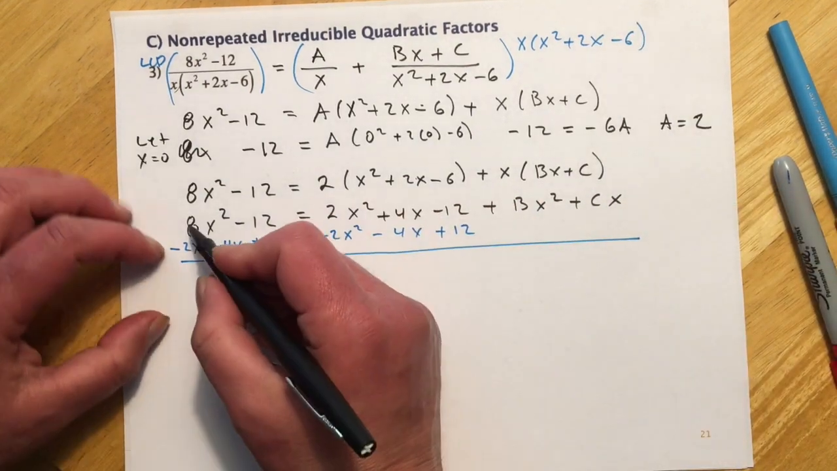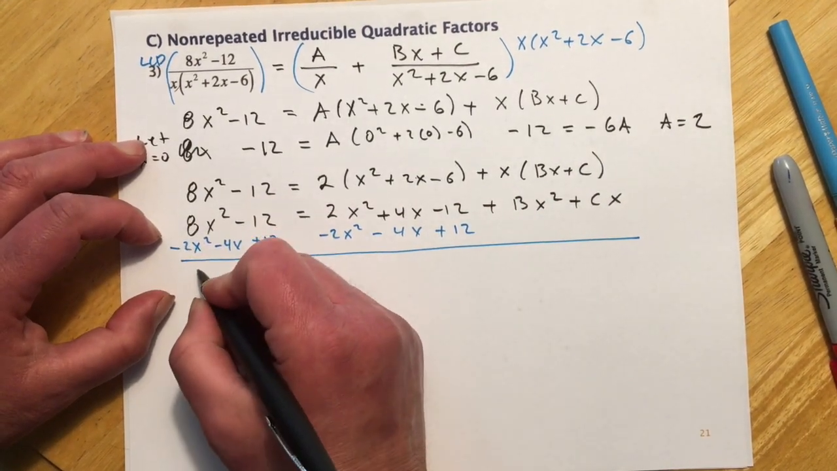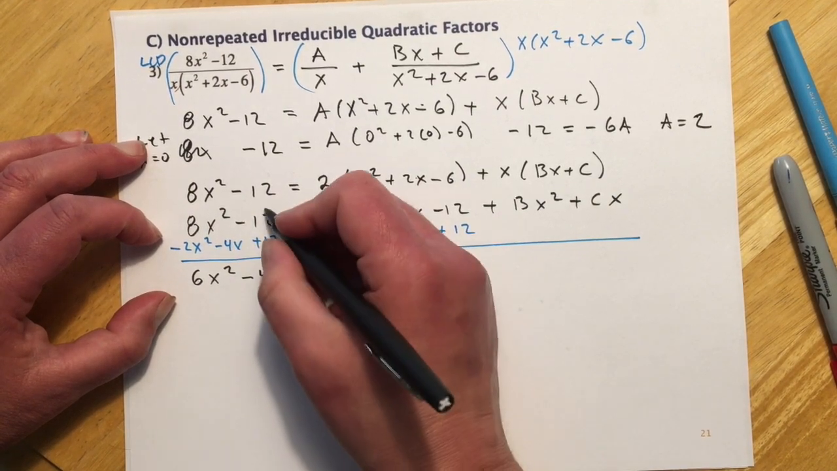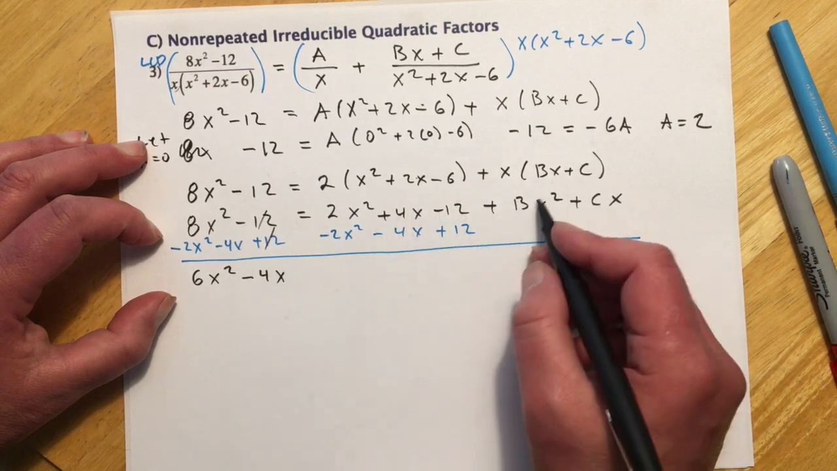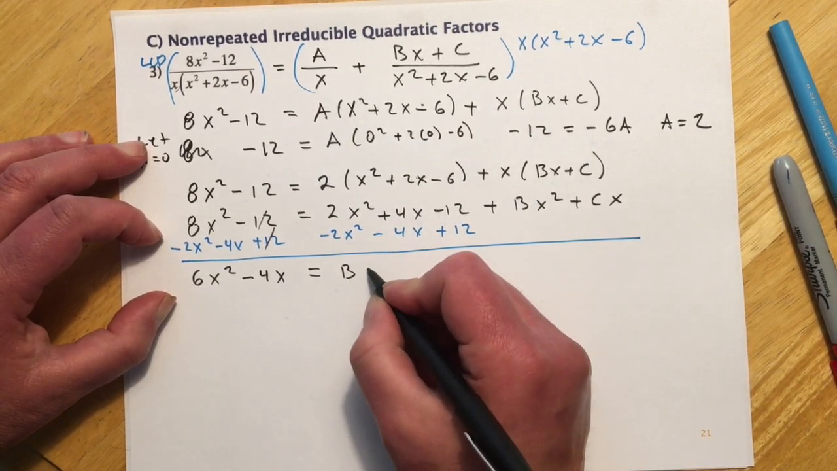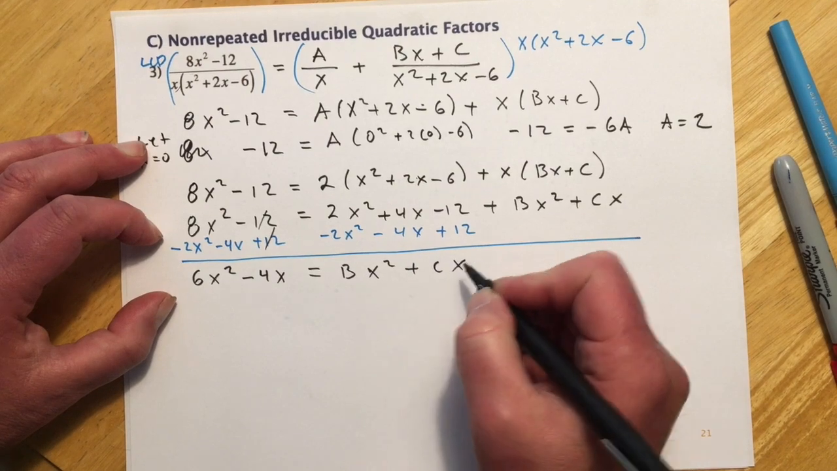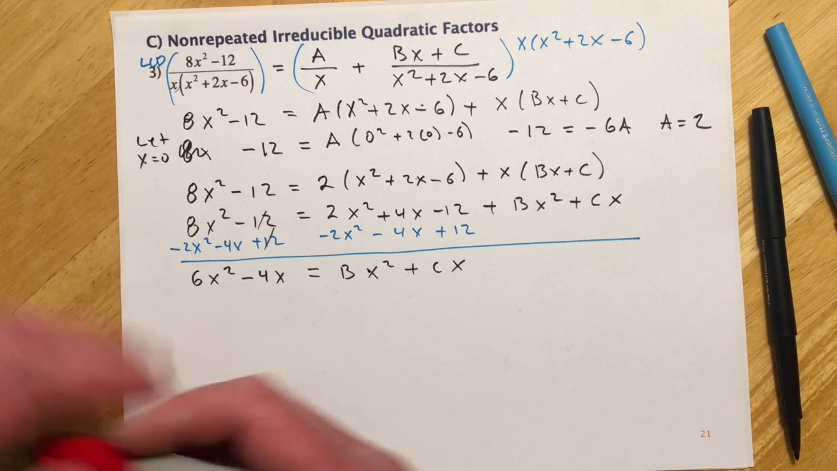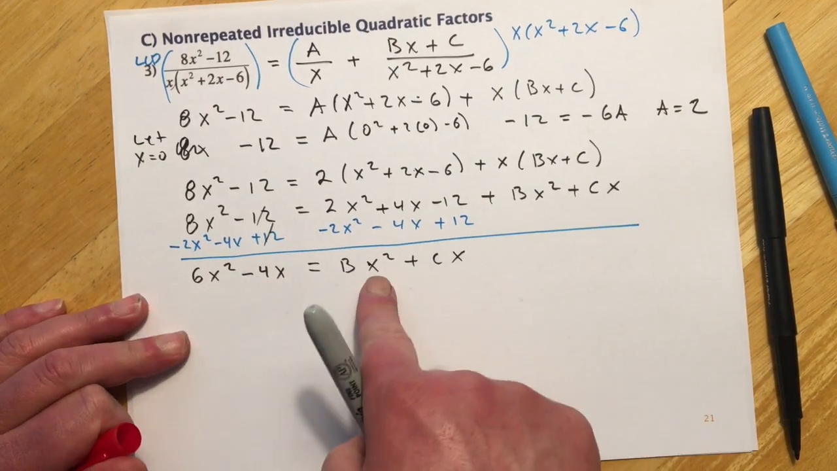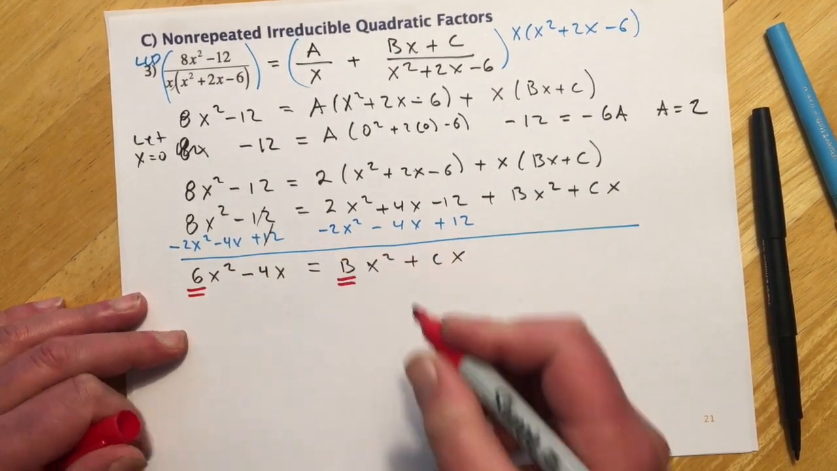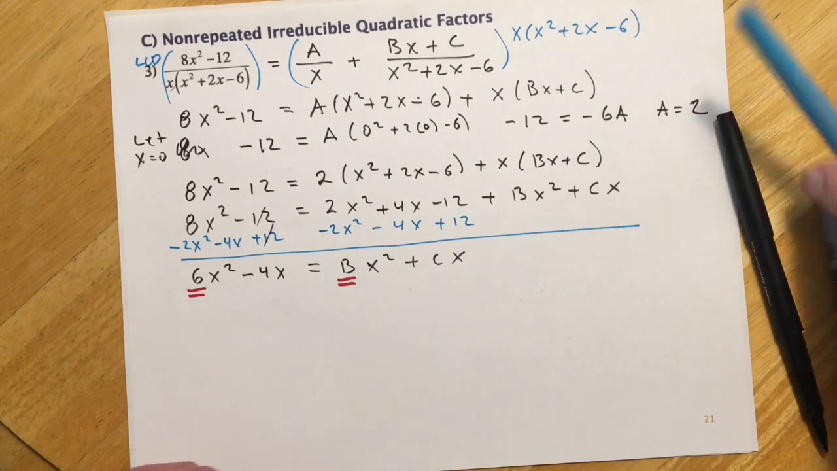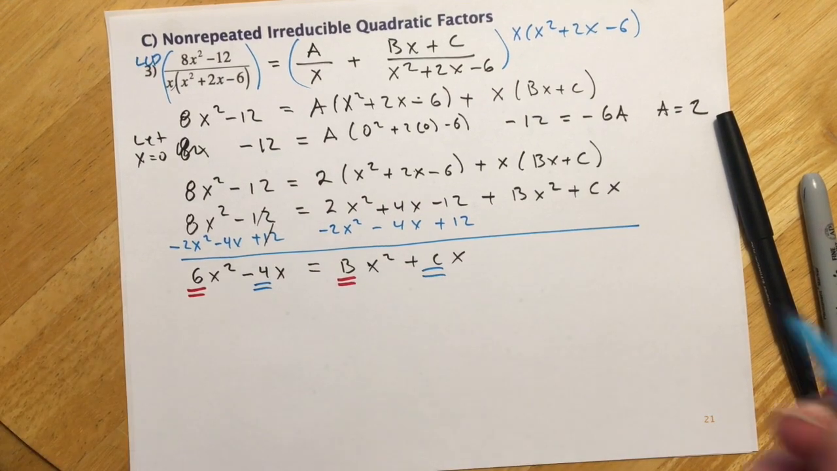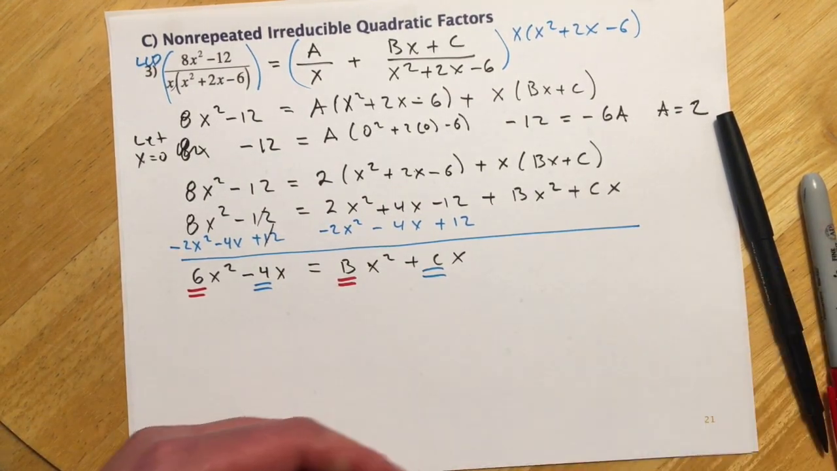This is going to work pretty good. So we got 8 minus 2, so that would be 6x squared, and the minus 4x comes along, but then these 12s drop out, and that's left with bx squared plus cx. And so what that means is that, since this is 6x squared equals bx squared, then b is 6. And since minus 4x equals the cx, the negative 4 is c.